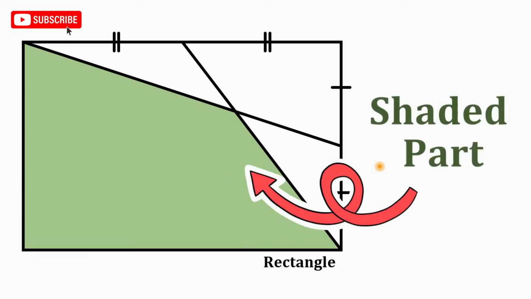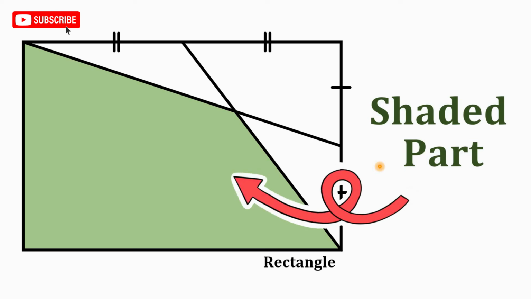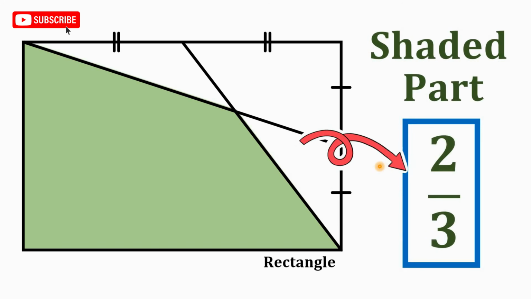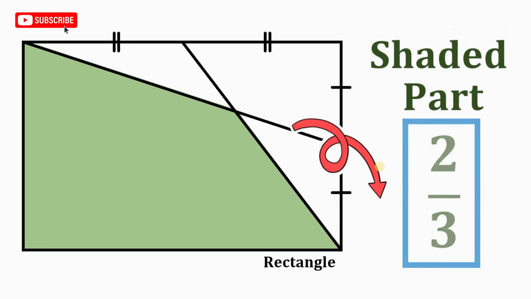So pause this video right now and see if you can answer this question, because I will show you the answer and the solution in 3, 2, 1. Alright, the answer to this question is 2/3 of this rectangle is shaded. And of course, the question is, how do we get the answer 2/3? And here's the solution.